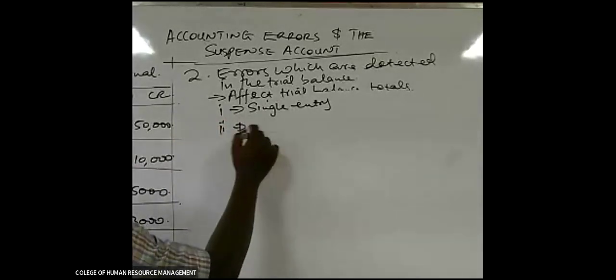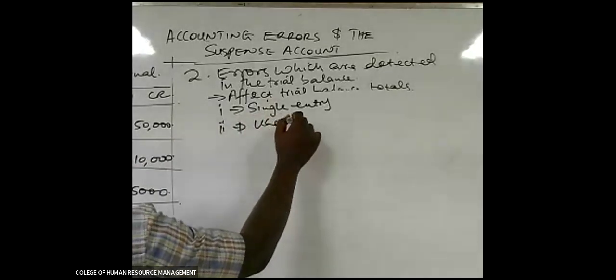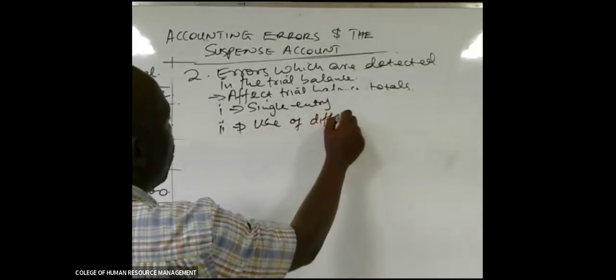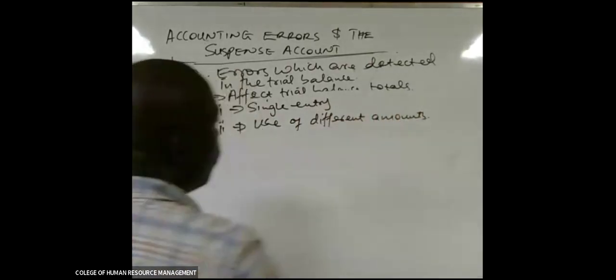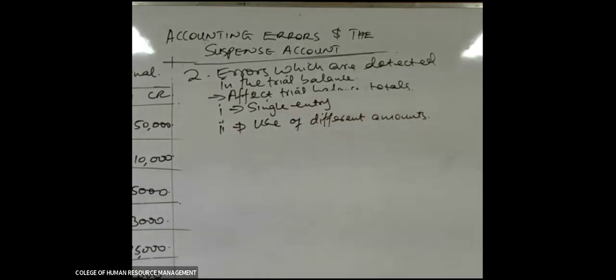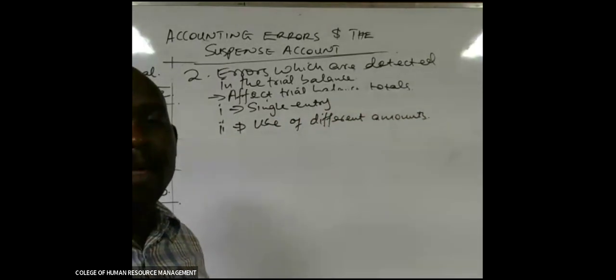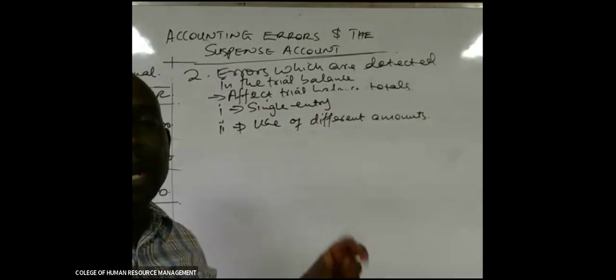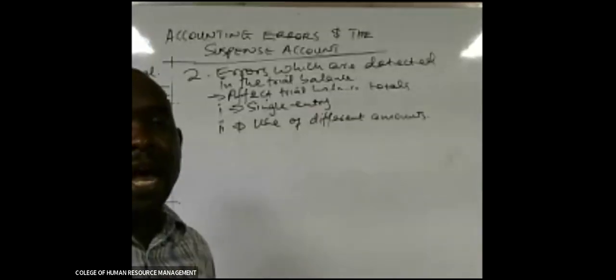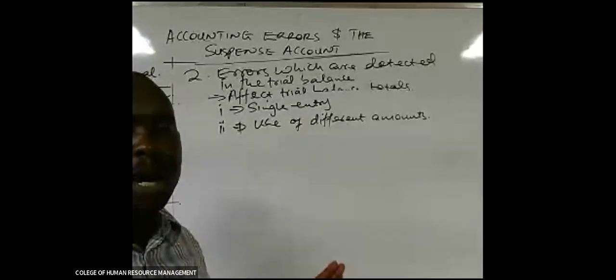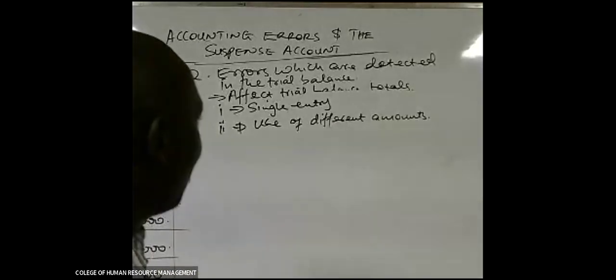Number two is what we call use of different amounts. The amount that you use to debit is not the same amount that you use to credit. It is not like the original entry and the transposition error, whereby the same wrong amount is debited and credited in the accounts. But this one, you debit by 10,000, you credit by 100,000. The trial balance will not balance.